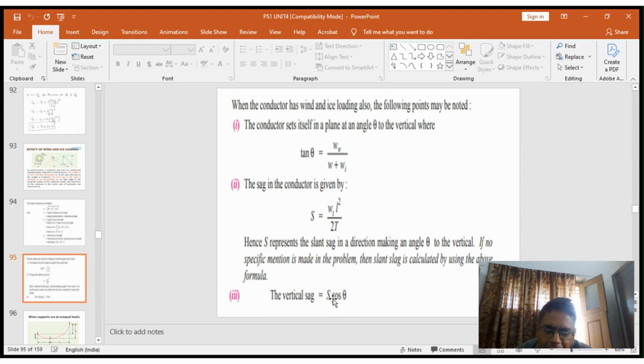From that tan theta, we calculate cos theta. S into cos theta is nothing but the vertical sag. If any problem asks for the vertical sag, the formula is S cos theta, where S is the sag and cos theta is calculated from the phasor diagram.